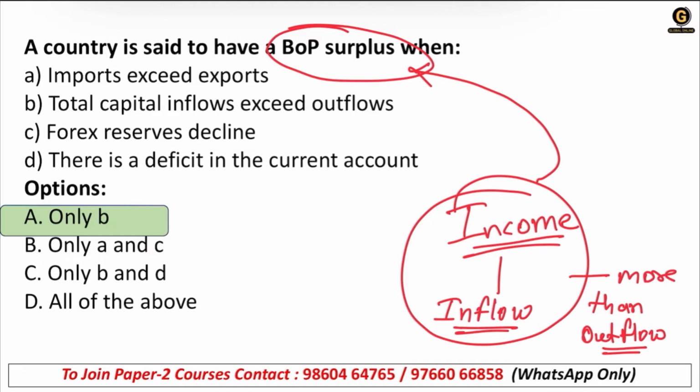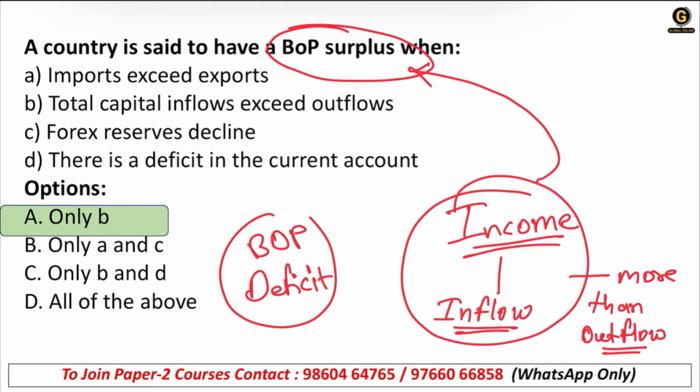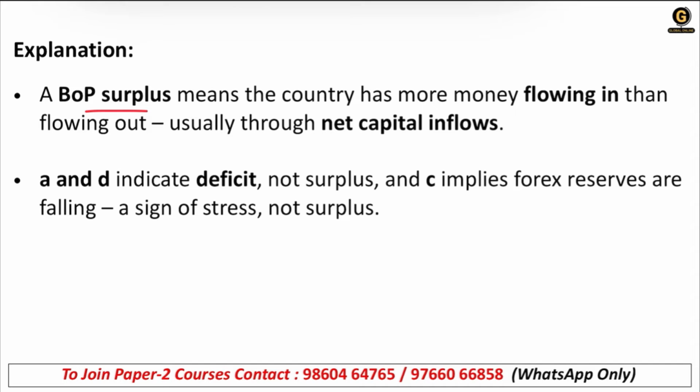Clear? And do the opposite: when outflow is maximum, or outflow is exceeding the inflow, at that time we call it a BOP deficit, right? BOP surplus means the country has more money flowing in than flowing out, usually through net capital inflows, right? A and D indicate deficit, not surplus, and C implies forex reserves are falling, all right? A sign of stress, not exactly defining the surplus.